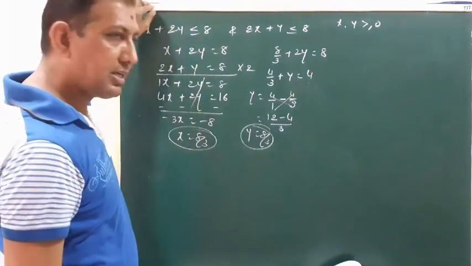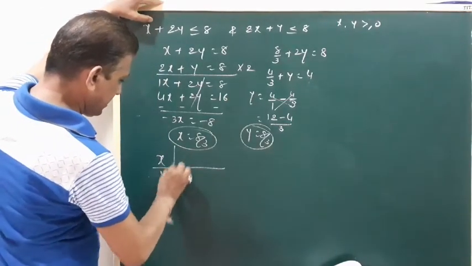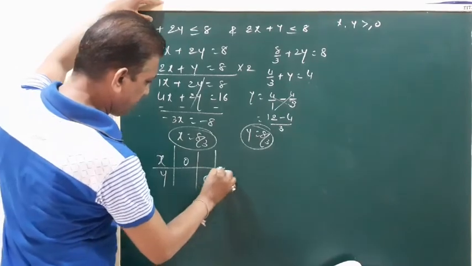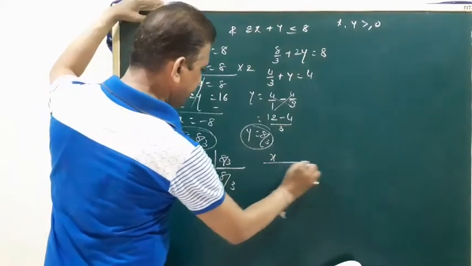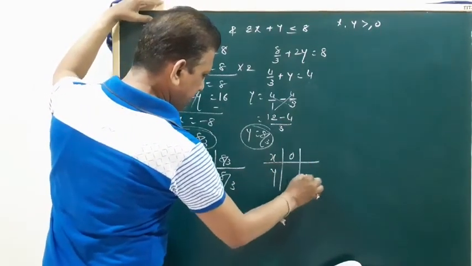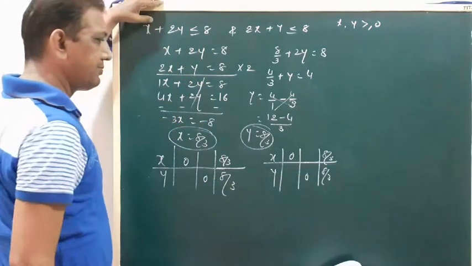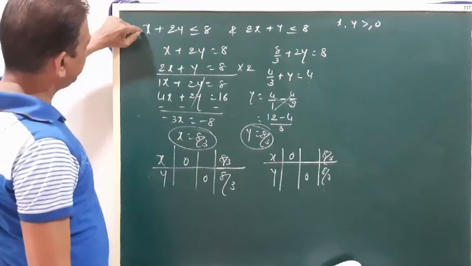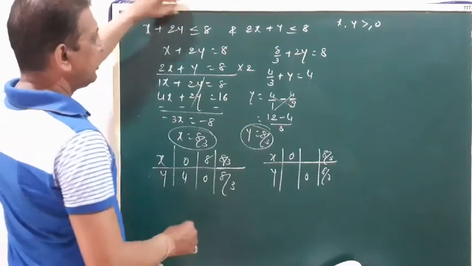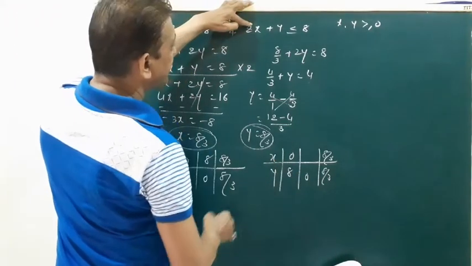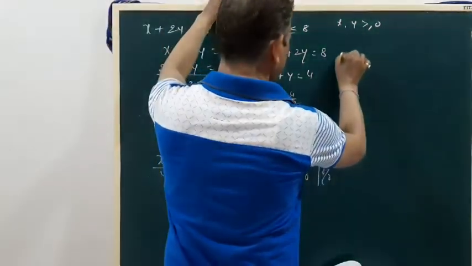Now prepare the table. First equation, x and y: x 0, y 4, and then x 8/3, y 8/3. And again second equation: x 0, y 8, x 8/3, y 8/3. Now put x equal to 0, 2y equal to 8, y 4. Put y 0, x 8. Again x 0, y 8, and y 0, x 4. All are positive. Okay, so we draw the first quadrant.